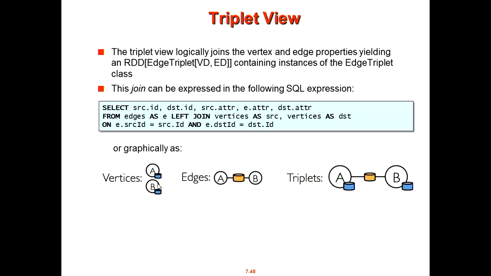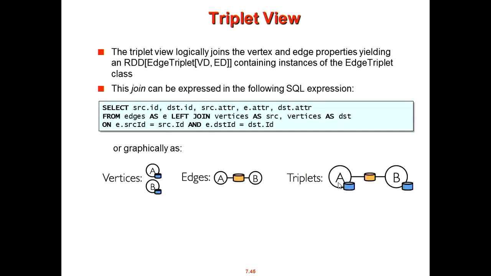And it is easier to understand what a triplet is from this graph. Remember that we have vertices, and we have the edges to connect the vertices. If we view them separately, we have a vertex set and an edge set. But here we have a triplet view, which means that we join them together, along with the properties.